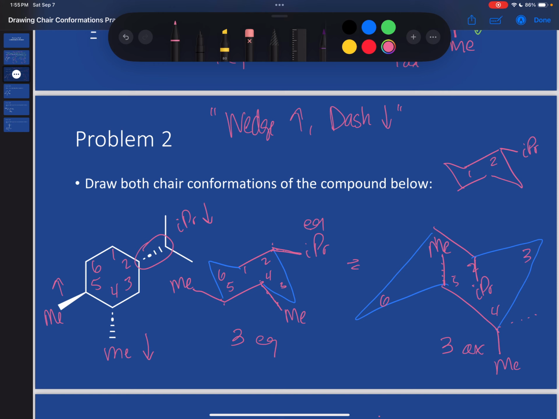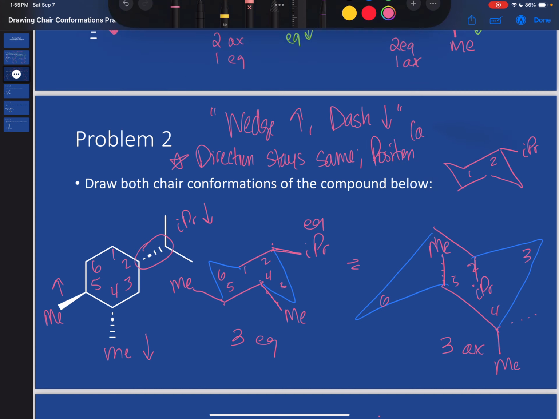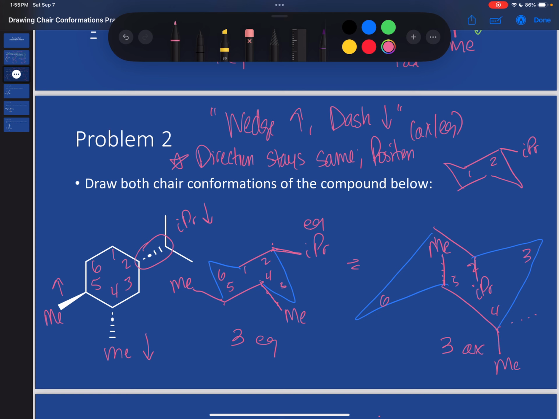Another thing you can say is if your numbering is off, let's say you weren't consistent between your 2 chairs, you would know that because your direction is going to flip. Like we said before, direction should stay the same, so up and down, but position, which is your axial or equatorial, is what should change. If your numbering is wrong, what you're going to see in the second chair is your direction changes. So to fix that, just shift your numbering over by 1 carbon, and that will fix your chair. All right, I hope that was helpful.